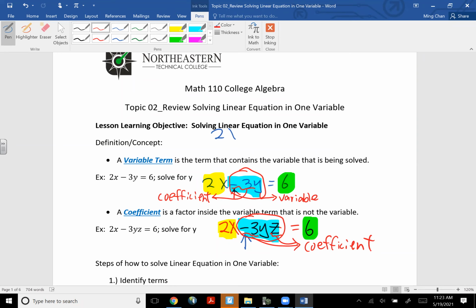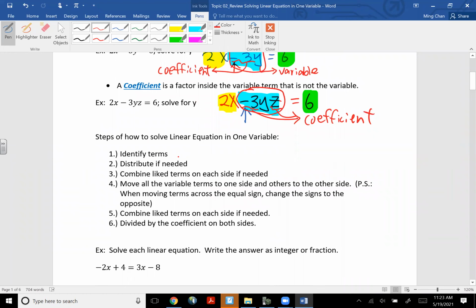All right. So generally, when it comes to solving a linear equation, there are 6 steps. First thing you got to do is identify how many terms you have, so you know which term contains parentheses where you got to do distribution. Once you do the distribution, you will have a lot of terms outside the parentheses. So sometimes it's easier to combine like terms on each side of the equal sign first to make my equation a little bit smaller.